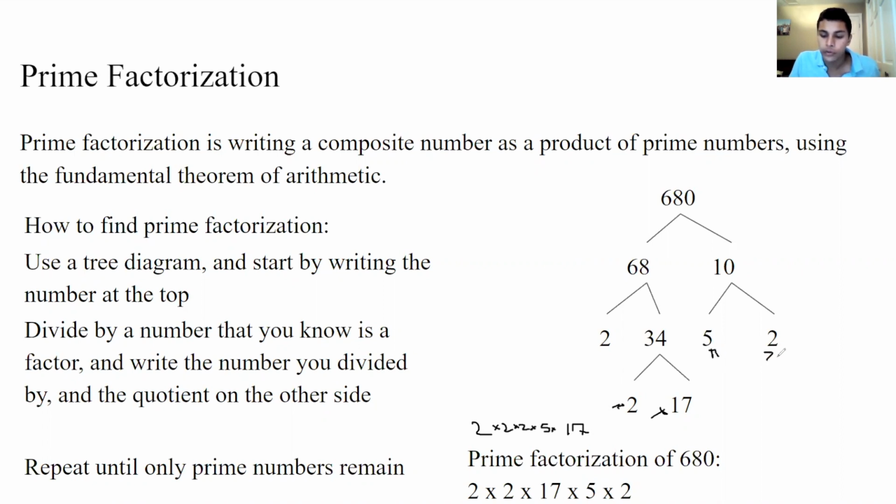And this is going to work for every non-prime number. You can use a tree diagram and break it down into numbers that multiply by each other to get that original number. So 68 times 10 is 680, 2 times 34 is 68, 5 times 2 is 10, and so on. And you will always be left with only prime numbers at the bottom of your tree. When you count those prime numbers up and multiply them by each other, that's your prime factorization.